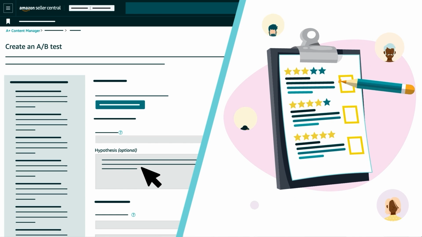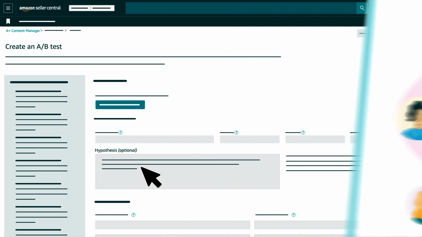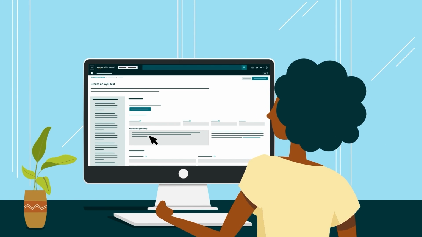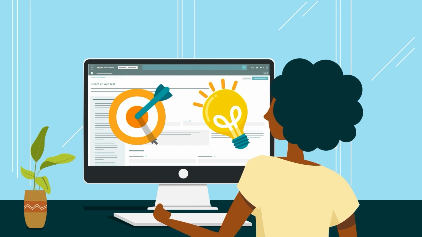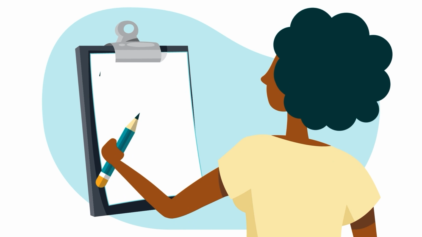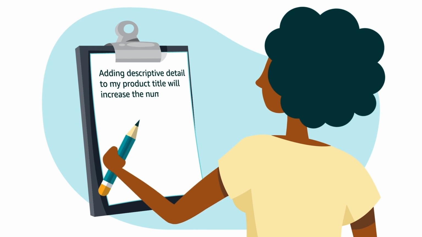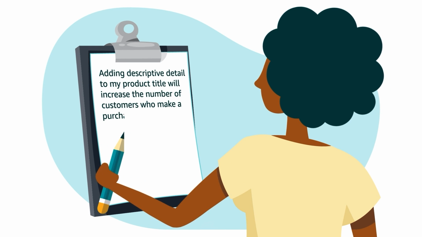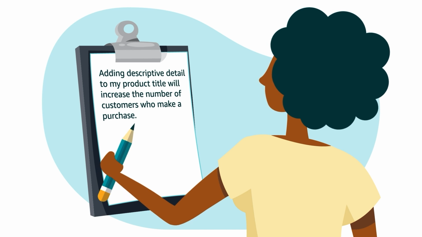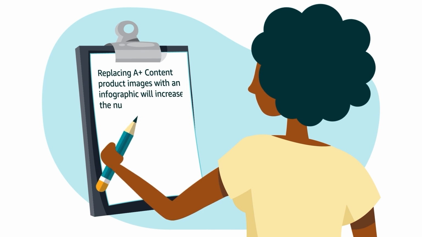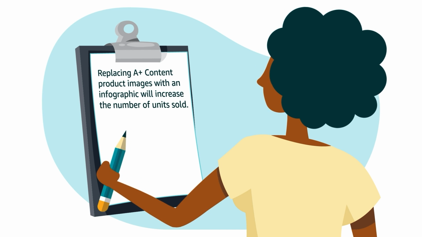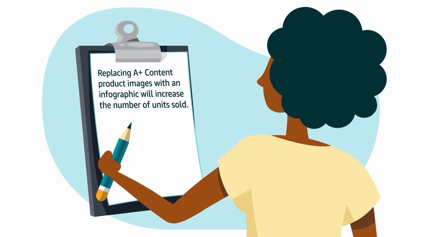After identifying ASINs for your MYE test, the next step is defining a hypothesis. We recommend writing it down and collecting feedback so you can be sure your hypothesis is specific and based on a well-defined assumption. For example, your hypothesis might be adding descriptive detail to my product title will increase the number of customers who make a purchase. Or replacing A+ content product images with an infographic will increase the number of units sold.